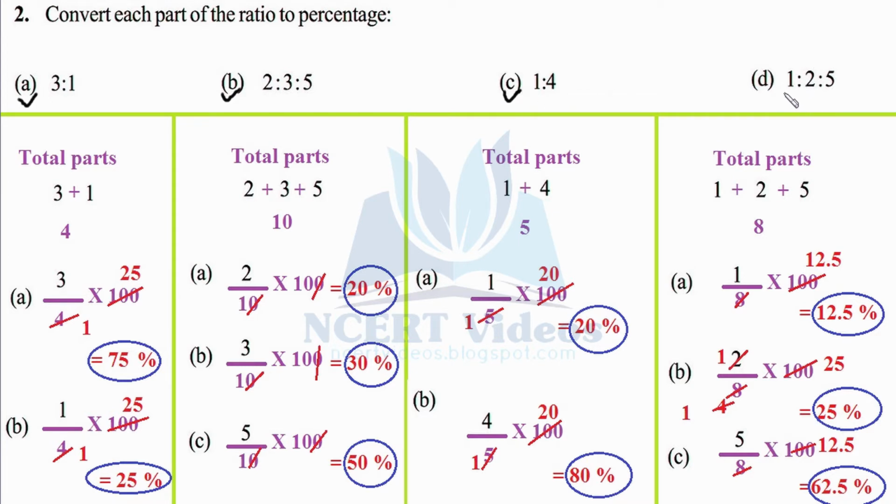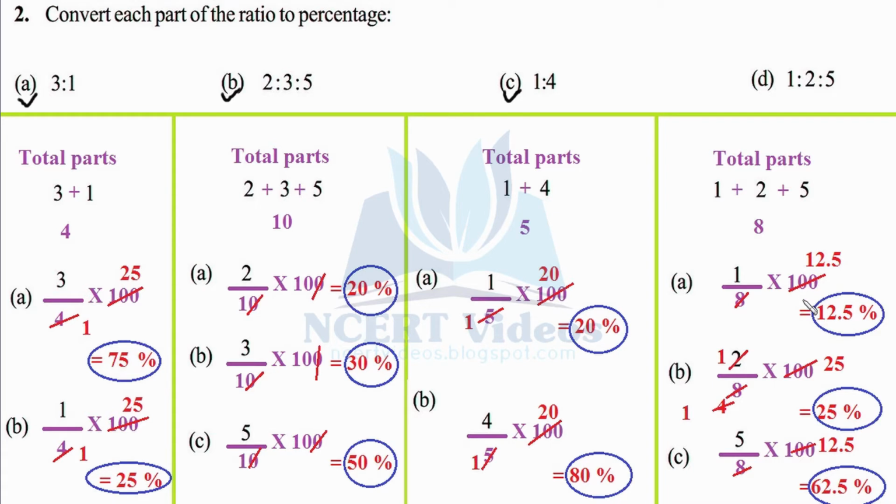Again, we have 3 parts, but their total will add up to 100%. Or in this case, part-wise, it is 5 plus 2 plus 1. That is 3 plus 5 is 8. So 1 over 8 into 100. When you divide 100 by 8, it is 12.5%. How can we divide it here itself?